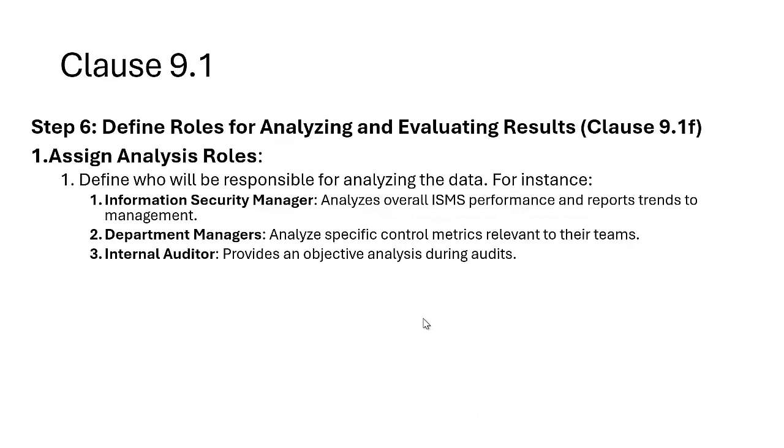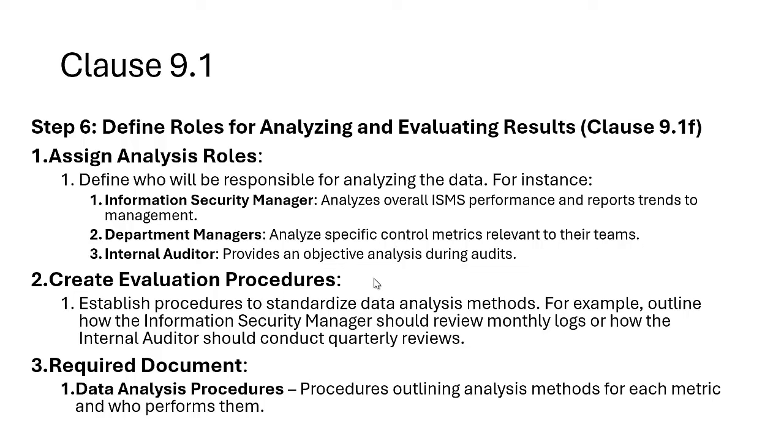This is a document we require, and it includes your quarterly review and annual management review. Now next is called F, where we have to define the role for analyzing and evaluating results. So we need an information security manager who will do the overall assessment of ISMS performance. Department heads like the financial head and business heads have specific controls matrix. And then we have an internal auditor, who basically uses this matrix for the assessment. And then we can create an evaluation process. For example, you can outline how the information security manager reviews monthly logs. That's why we're creating one document called data analysis procedure, which outlines the method for each matrix, who performs what. Okay, that is there.